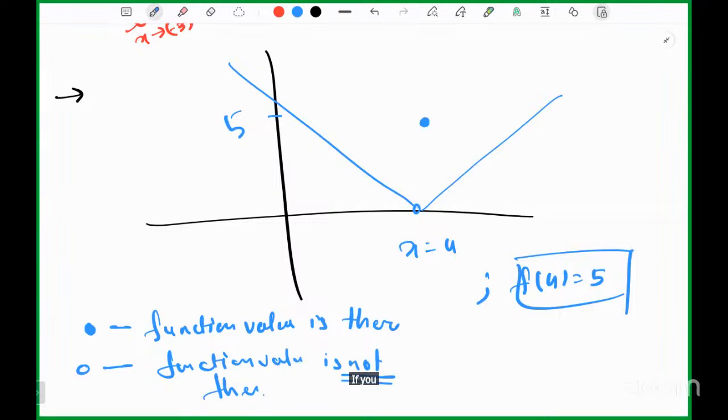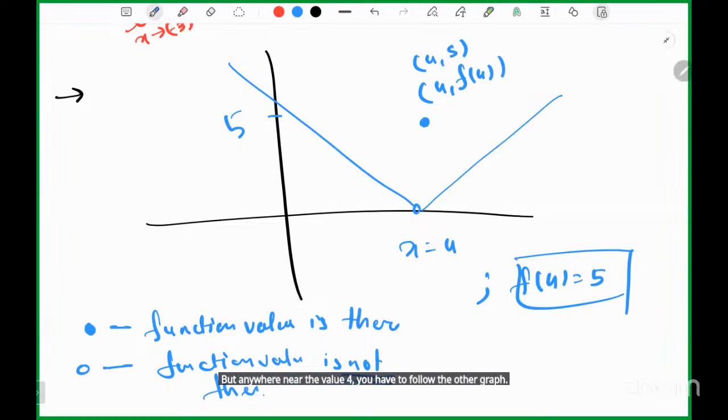If you find a solid point, it means the function value is there. So this point is 4 comma f of 4, that is 4 comma 5. That is, the value f of 4 is 5. But anywhere near the value 4, you have to follow the other graph. So if you want to find the value of f of 4.00001, you have to take care of this line only. On exact 4, you have the value 5. Around 4, very close to 4, you have to follow the graph. That's the meaning of this particular graph.